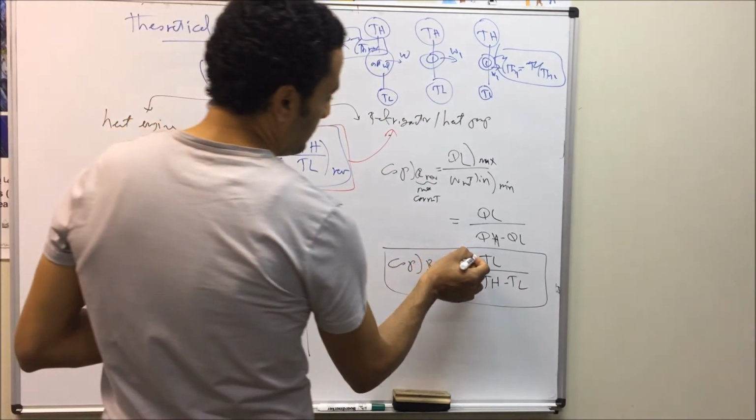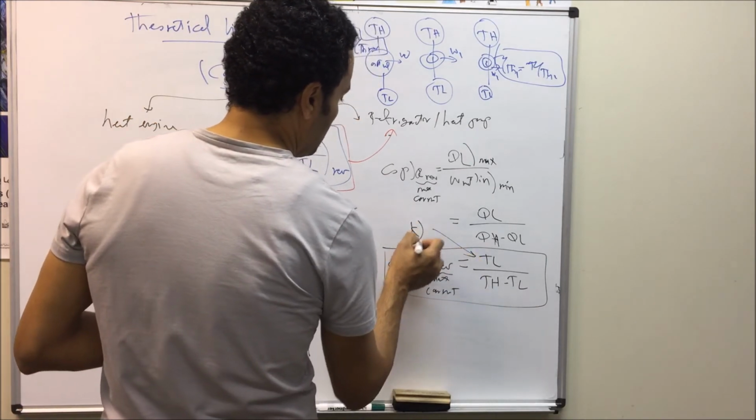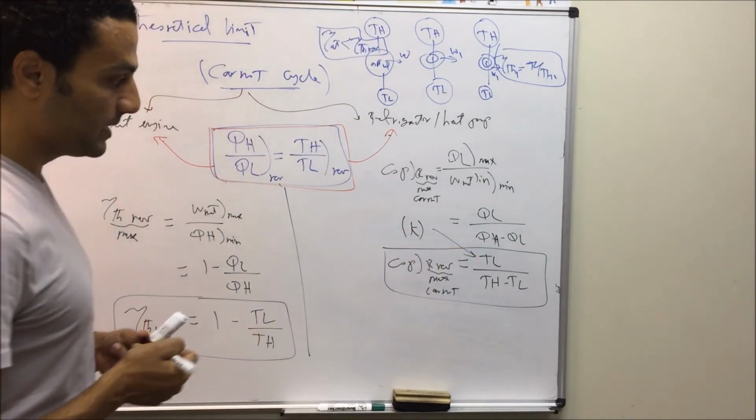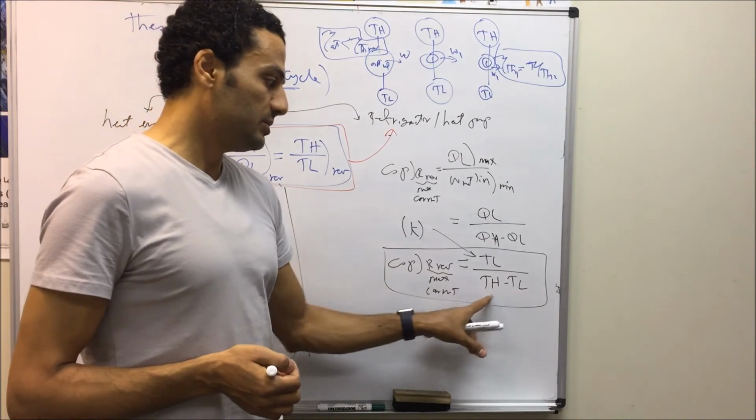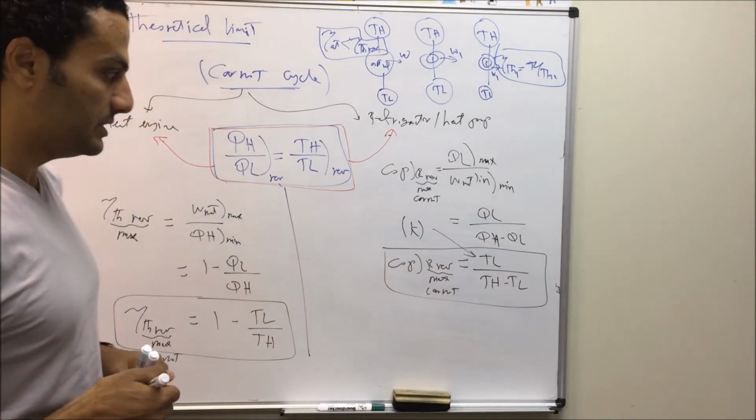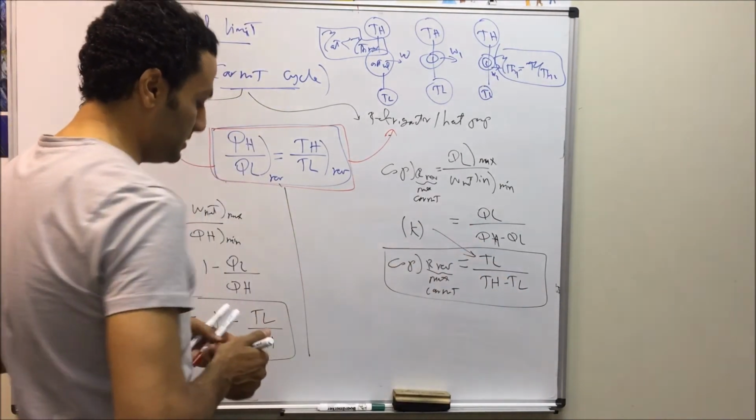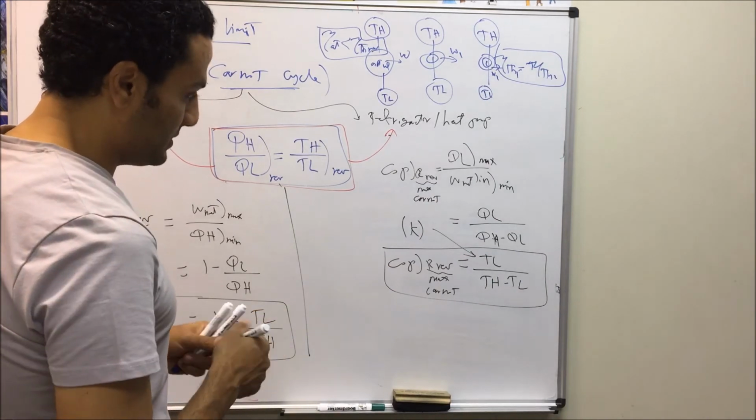In this case you have to substitute the temperature in Kelvin, not in degree C. In the denominator, the temperature difference can be in Kelvin or degree C, but the values themselves should be in Kelvin in this case.